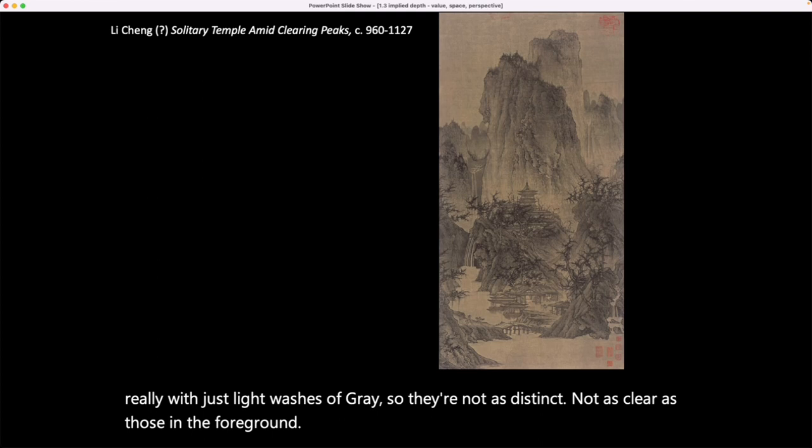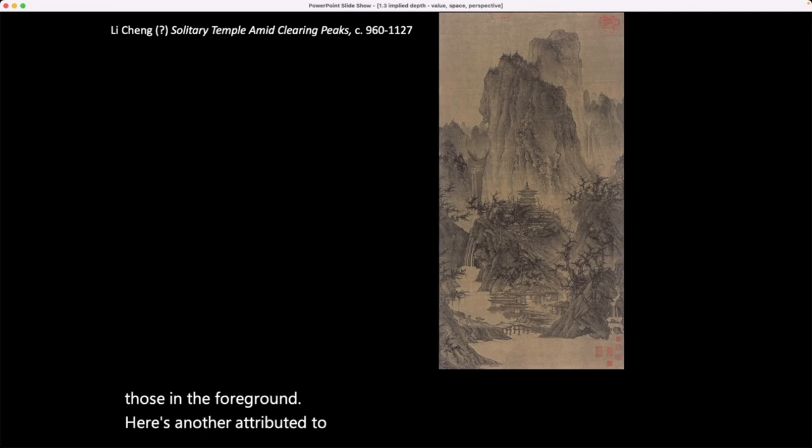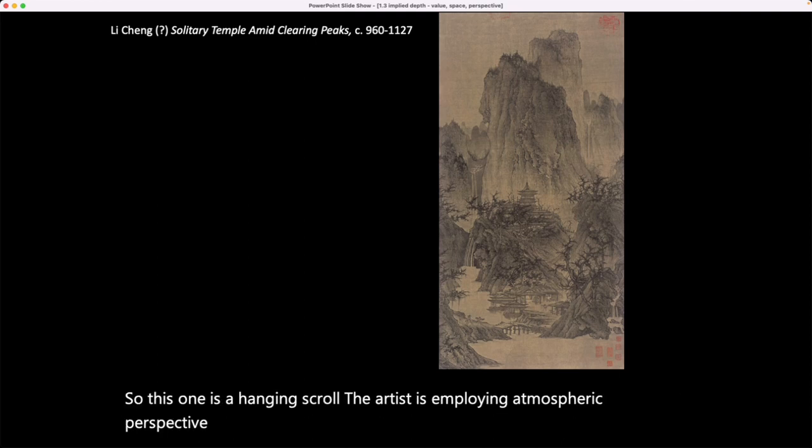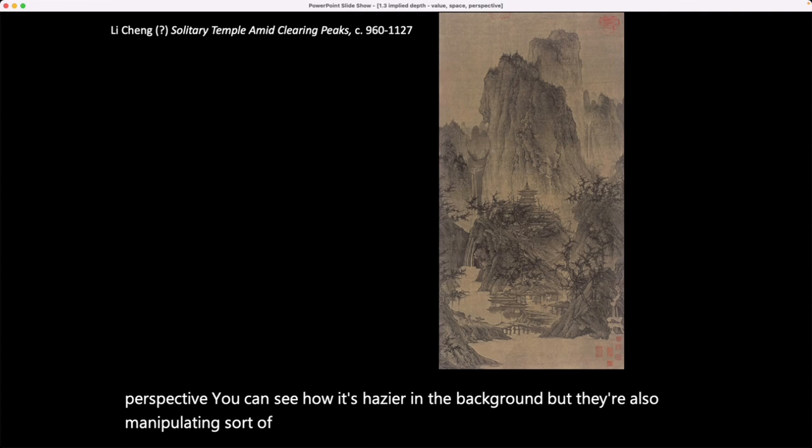Here's another attributed to Li Cheng, A Solitary Temple Amid Clearing Peaks. So this one is a hanging scroll. The artist is employing atmospheric perspective. You can see how it's hazier in the background, but they're also manipulating sort of values and textures to create a sense of depth as well.